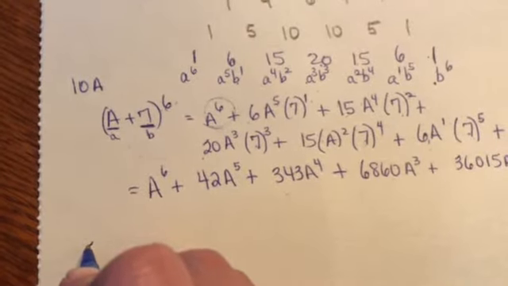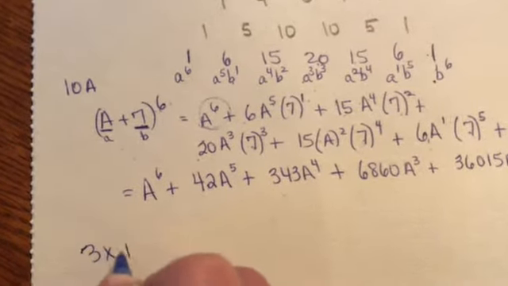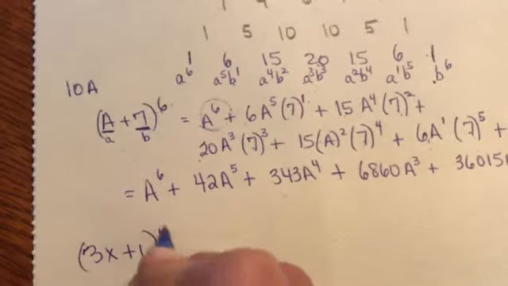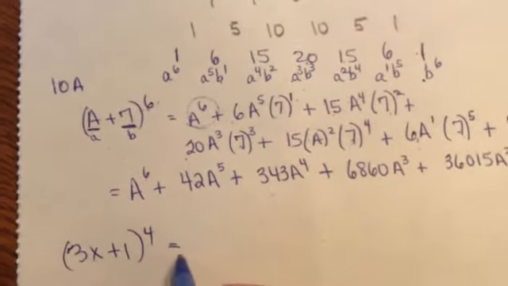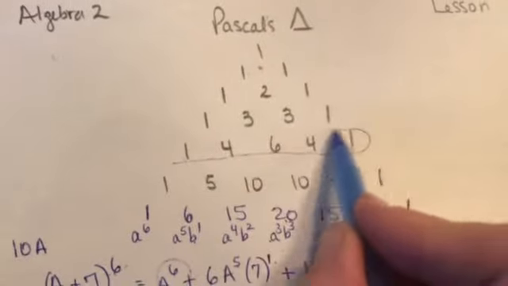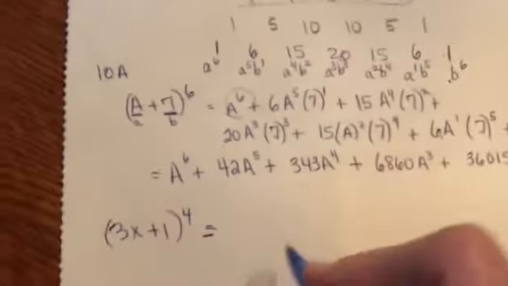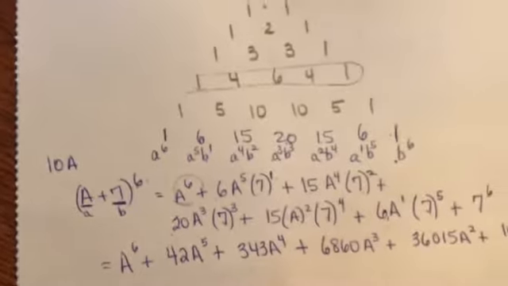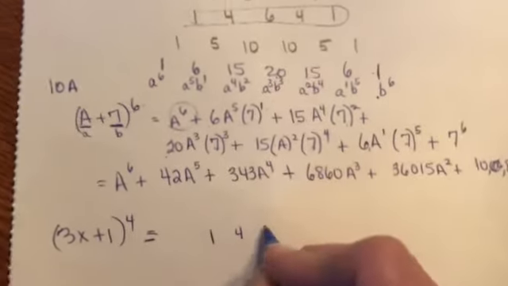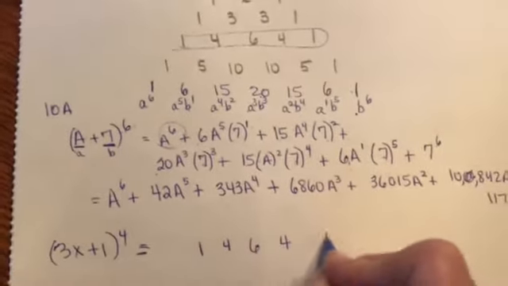Maybe we should try one that has, like, this is number 3, 3x plus 1 to the 4th. Okay, so what do I do? Where do I get started? Take your one that has the 4 in it, because it's to the 4th power, which is right there. And I'm just going to come down here so it's real handy, and I'm going to write out my coefficients. 1, 4, 6, 4, 1.